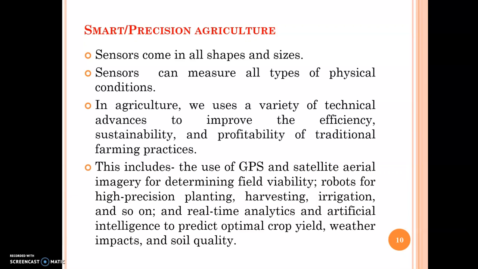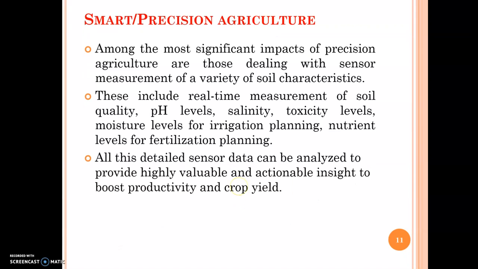This includes the use of GPS and satellite imagery for detecting field variability. Again, we can use robots for high-precision planting, harvesting, and irrigation. Also, real-time analytics and artificial intelligence predict the optimal crop yield and the weather impact on soil quality. So these are the application areas where we are going to use sensors for moving towards smart agriculture.